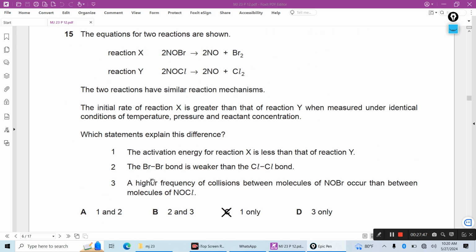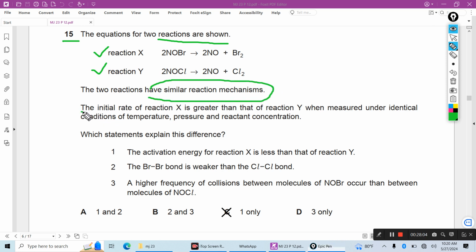Now 15. The equations for two reactions are shown: reaction X and reaction Y. The two reactions have similar reaction mechanisms. Now the initial rate of reaction X is greater than that of Y, when measured under identical conditions of temperature, pressure and reactant concentrations. Which statement explains the difference? That means the rate of reaction X is greater.